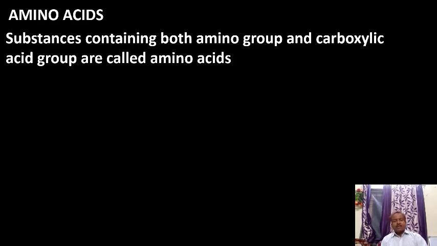Now let us learn about amino acids. Substances containing both an amine group and a carboxylic group are called amino acids. Substances containing both the NH2 group and the COOH group are called amino acids. This is the basic structure of an amino acid: here the amine group and here the carboxy group.